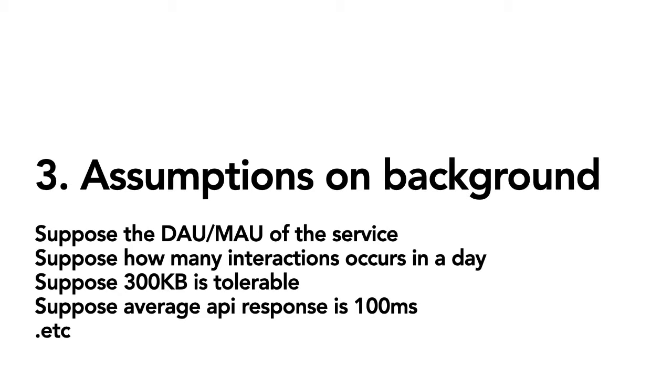How many interactions? Well, suppose one person will spend 1 hour on our system, and you will go to the detail page, I don't know, every minute. So there will be six detail pages. And how many likes? Well, I don't know, 20. Just suppose it's 20, so it will create a lot of hits. Okay, so that's the consideration.